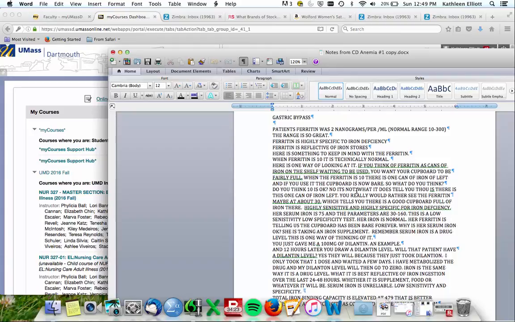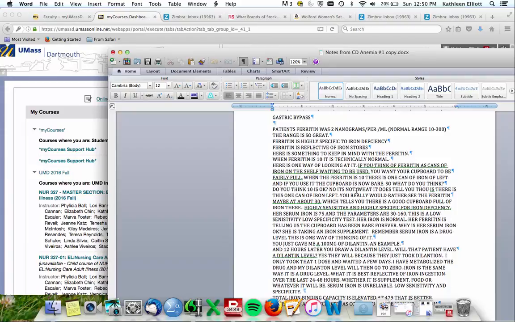Her serum iron is 75, and the parameters are 30 to 160. This is a low sensitivity, low specificity test. Her iron is normal. Her ferritin is telling us the cupboard has been bare for a long time. Why is her serum iron okay? This patient is taking an iron supplement. Remember, serum iron is a drug level. This is one way of thinking of it.